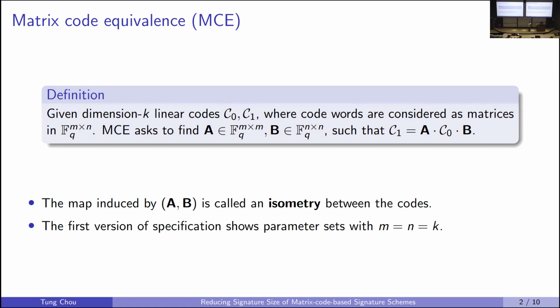If you wonder about the relationship between m, n, and k, in the first version of the specification we use m equal to n equal to k. It's not that you cannot use unbalanced parameters, but that's what we have in the first version.